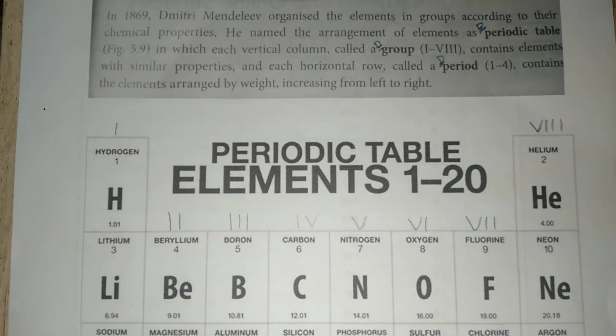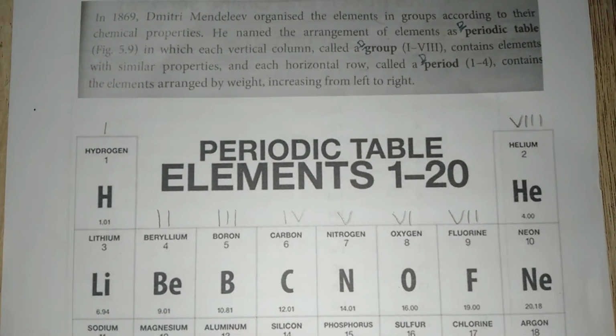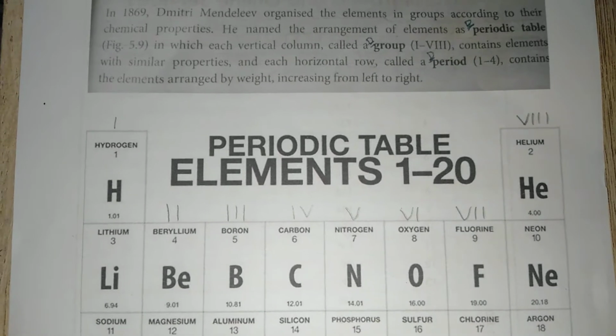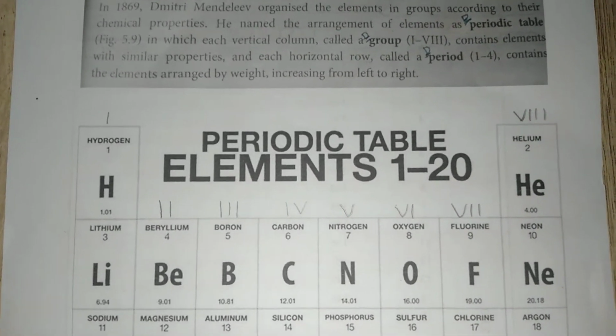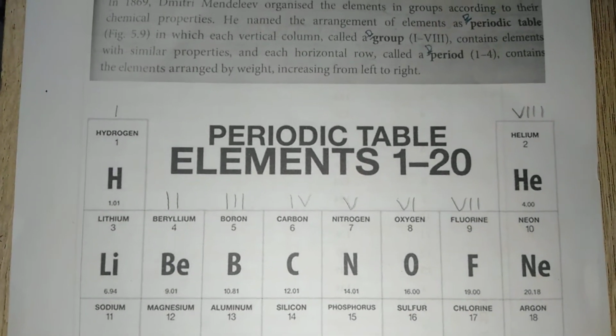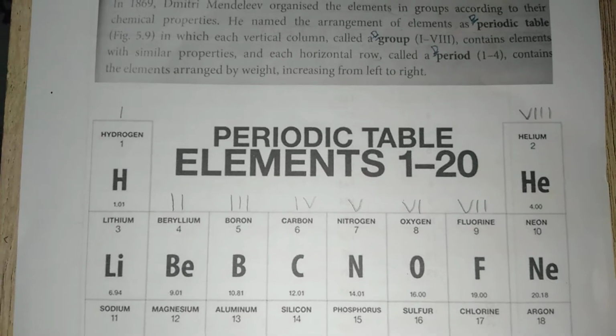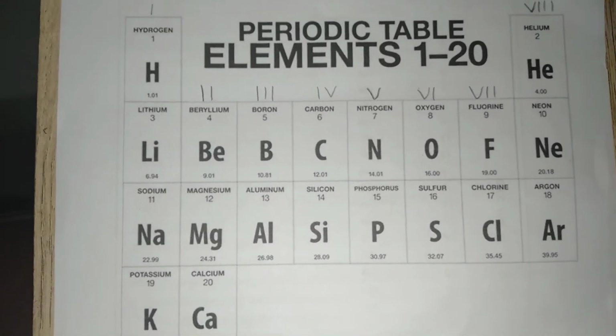in which each vertical column, called a group (1 to 8), contains elements with similar properties, and each horizontal row, called a period (1 to 4), contains the elements arranged by weight increasing from left to right. These are the first 20 elements of the periodic table.